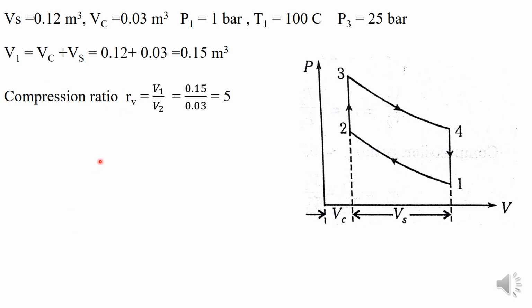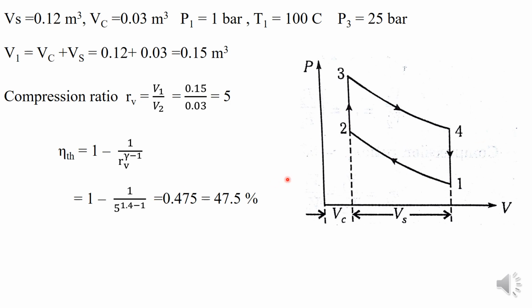Once you have the compression ratio, just substitute it in the efficiency equation. This is the efficiency formula for the Otto cycle. Substitute and get the value of efficiency. Once you have the efficiency, one question is over. Next we need to find the temperature and pressure. P1 and T1 you know. Next we need to find P2, T2, P3, T3, P4, T4. So these many things you need to find out.